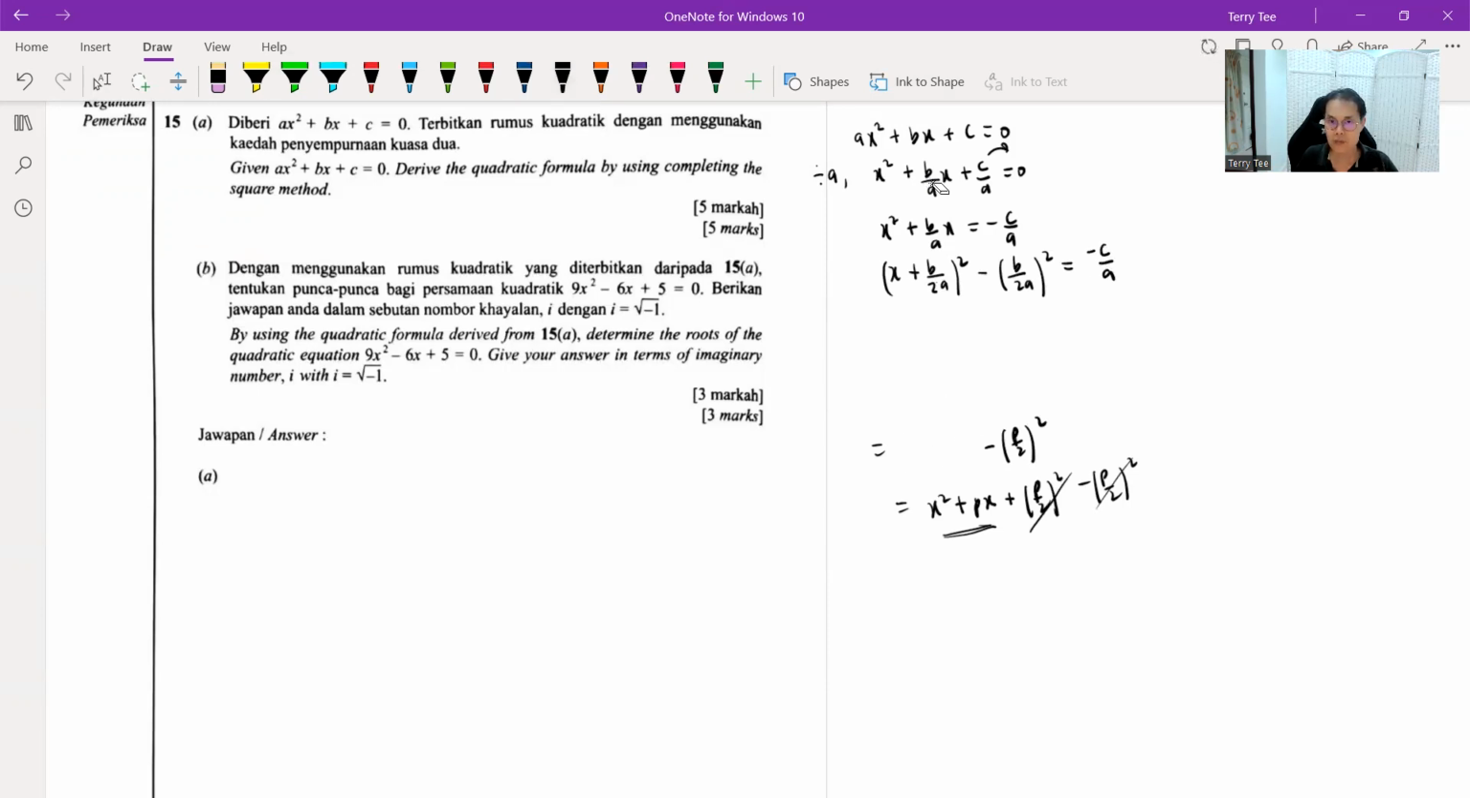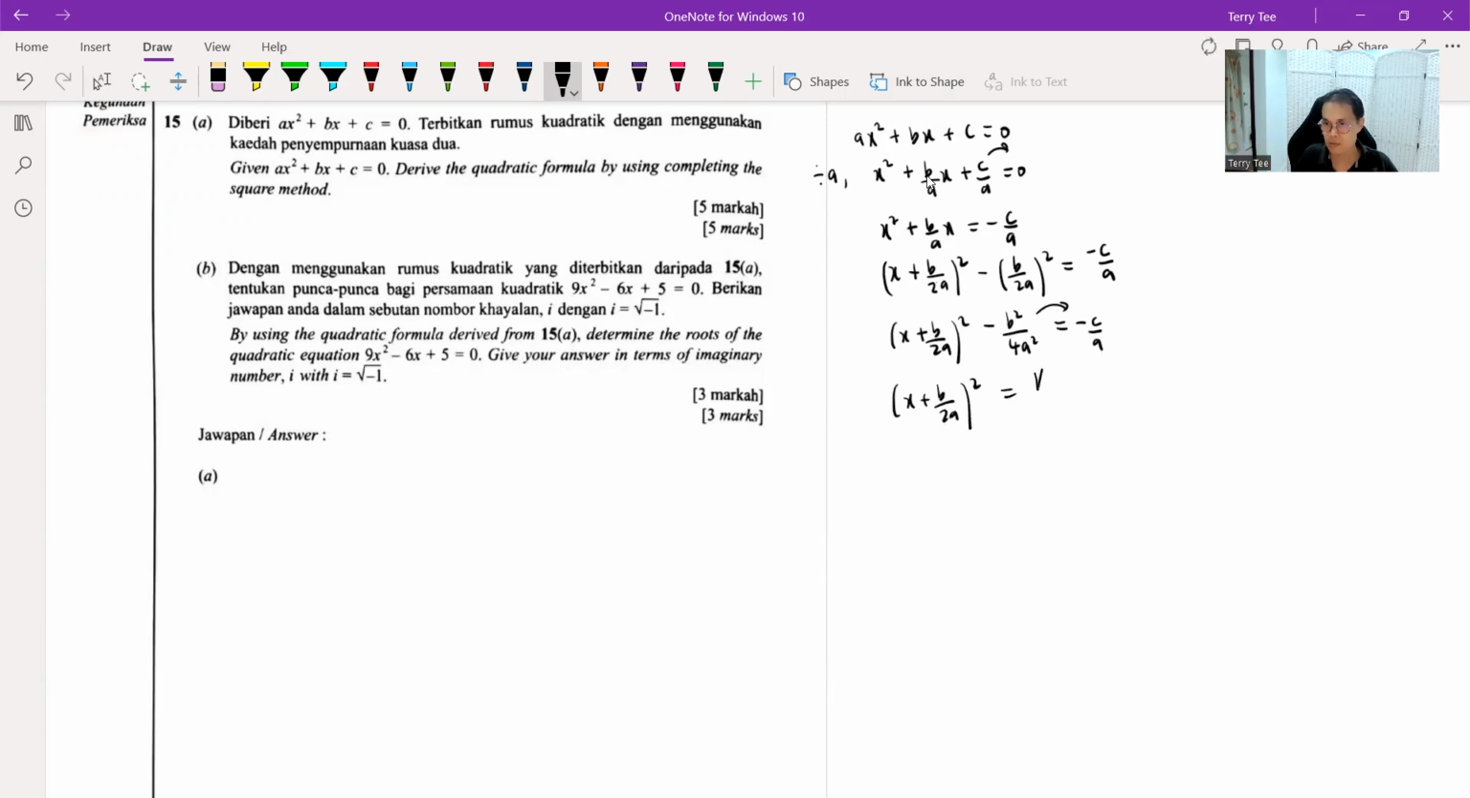Okay. Next, we are going to square this, so you can bring over to the right-hand side. I'm going to square it first. X plus b over 2a. When I square this, I get b squared over 4a squared. This is minus c over a. Let's bring this to the right-hand side. When I bring over to the right-hand side, this is now b squared over 4a squared minus c over a.